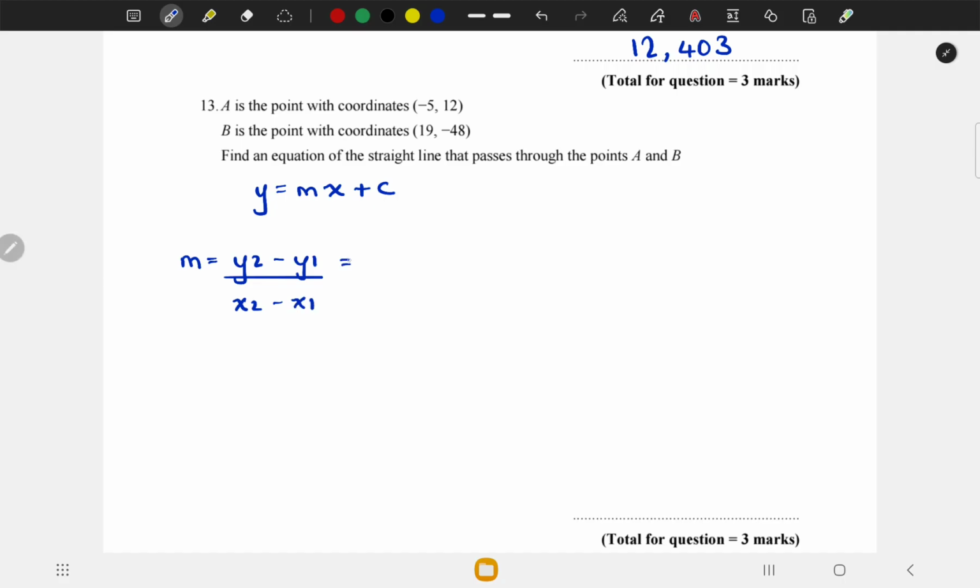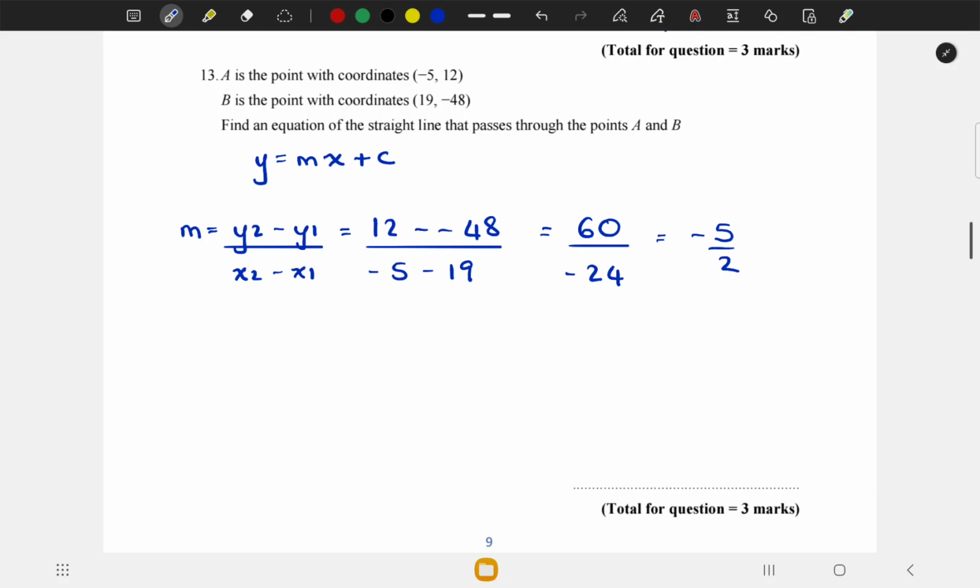All right. So I'm going to be doing 12 minus -48 and -5 minus 19. I've just picked the coordinates from the question. When I do that, I'm going to get 60 as my numerator and -24 as my denominator, which then just simplifies to -5 over 2 or -2.5, however you like to see it.